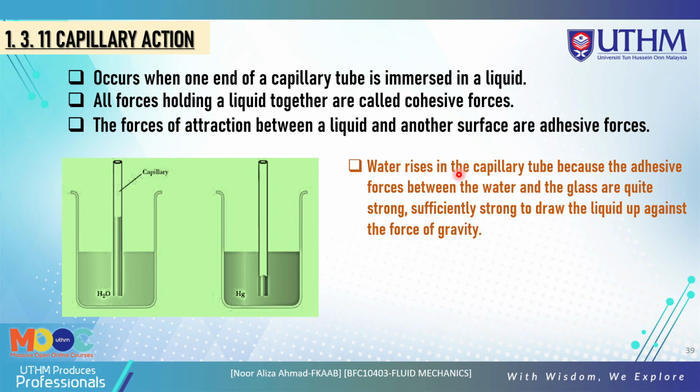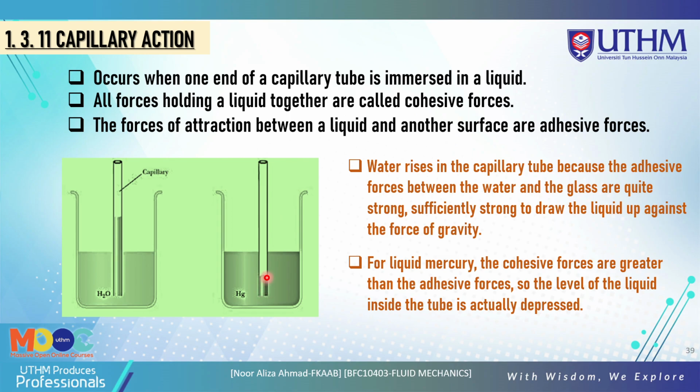Water rises in the capillary tube because the adhesive forces between the water and the glass are quite strong, sufficiently strong to draw the liquid up against the force of gravity. But for mercury, the cohesive forces are greater than the adhesive forces, so the level of the liquid inside the tube is actually depressed. That's why we get this for mercury, but for H2O water we get a rise in the capillary tube.